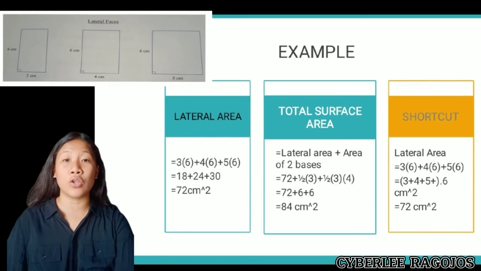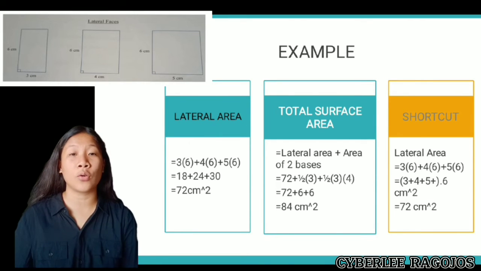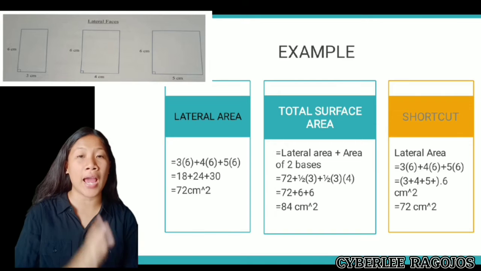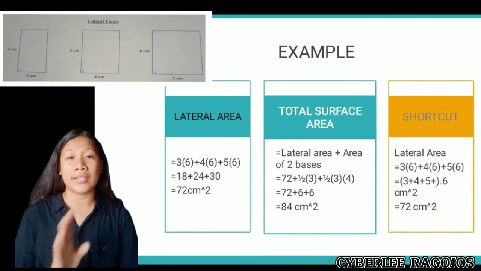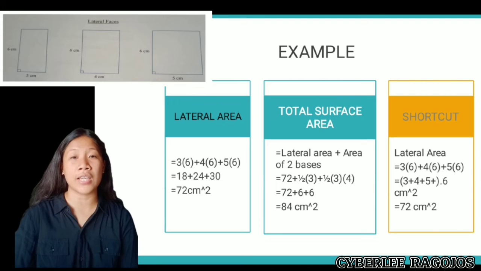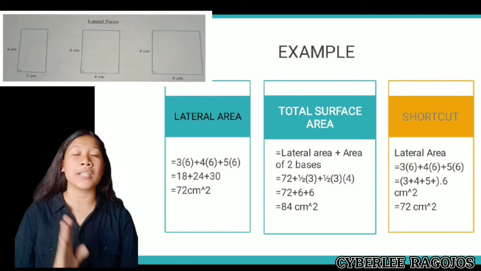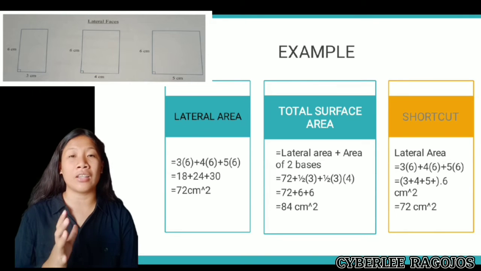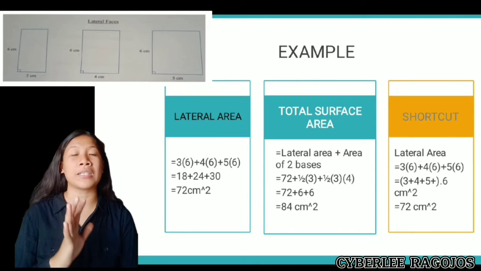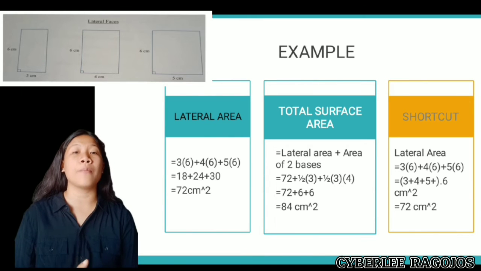Hanapin muna natin yung lateral area. Pagkuha ng lateral area is kukompute lang natin yung base times height. So sa una kanina, 3 and 6, 4 and 6, 5 and 6. So, 3 times 6 is 18, 4 times 6 is 24, 5 times 6 is 30. So, pag-addin lang natin yon, 18 plus 24 plus 30 is equals to 72 cm squared.